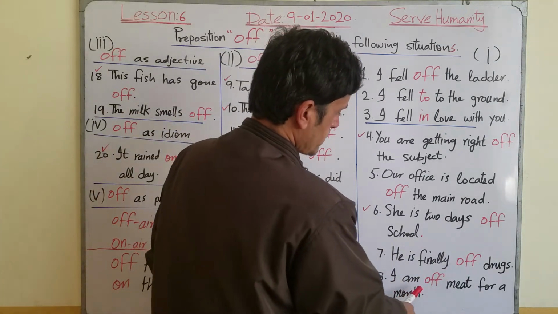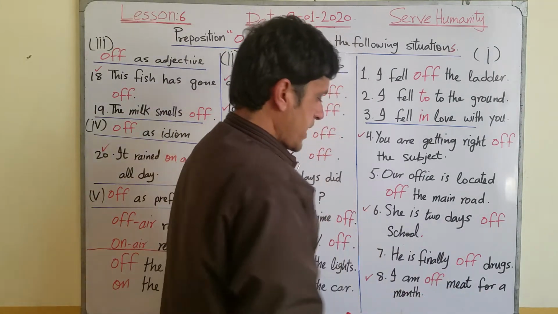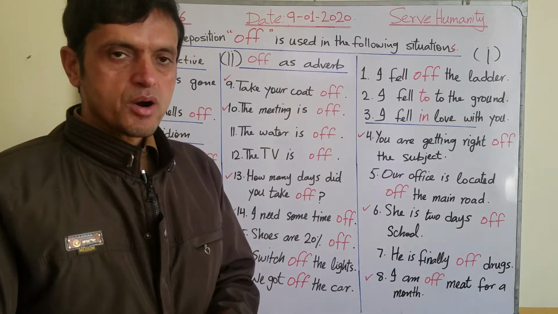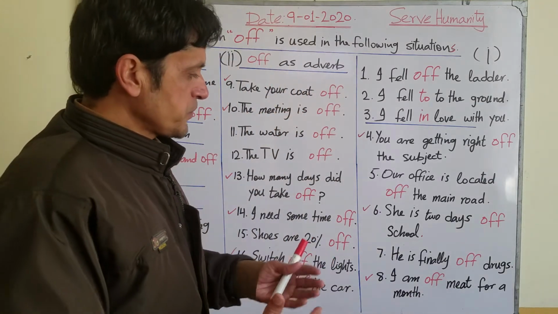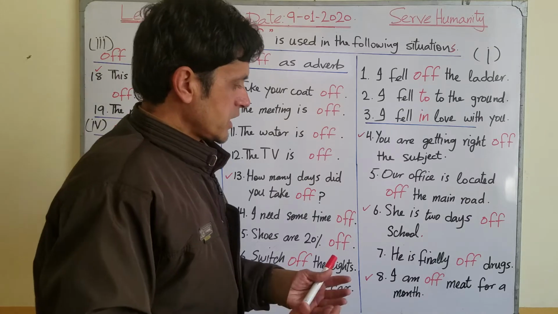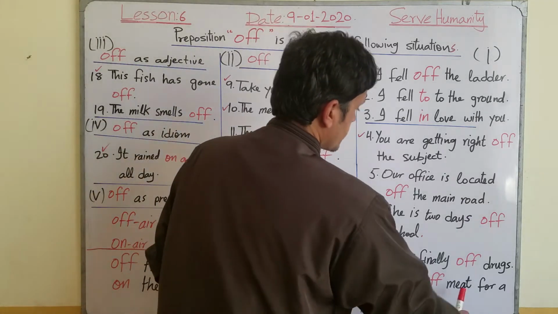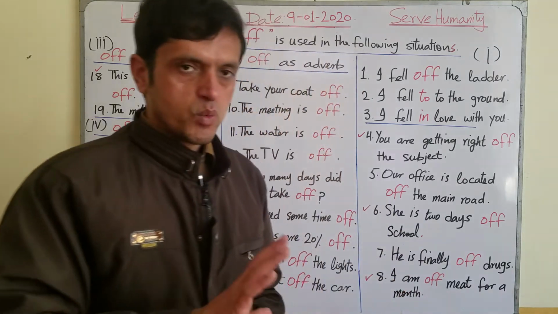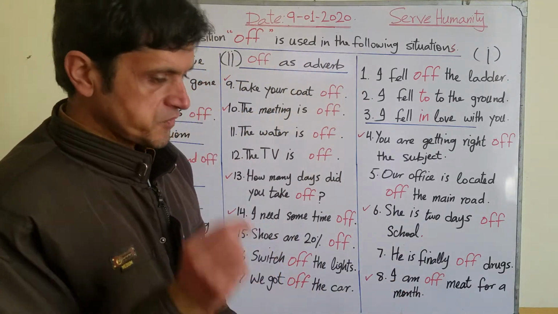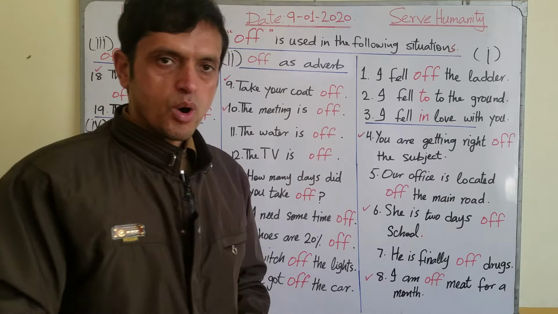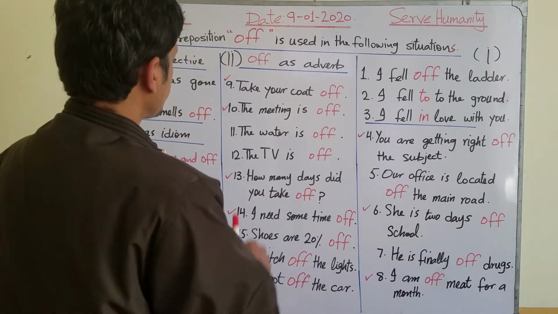Number eight, I am off meat for a month, because I have some illness. So I am off meat for a month. I will not eat meat for a month.